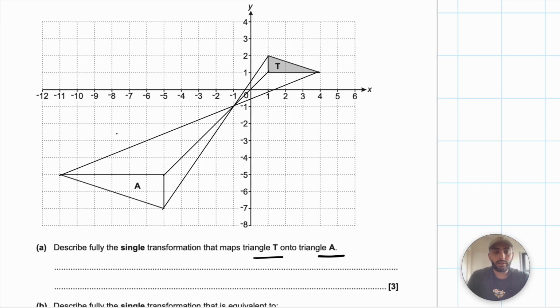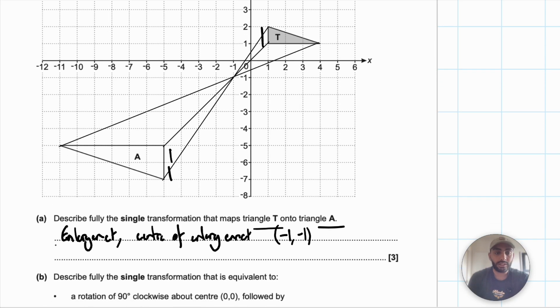The first mark I get here is writing enlargement. The second mark I get is the center of enlargement. Where is it at? It's at -1, -1. The final mark I get is for understanding the scale factor. So here we had a length of 1 and it's gone to a length of 2. So the scale factor has doubled.